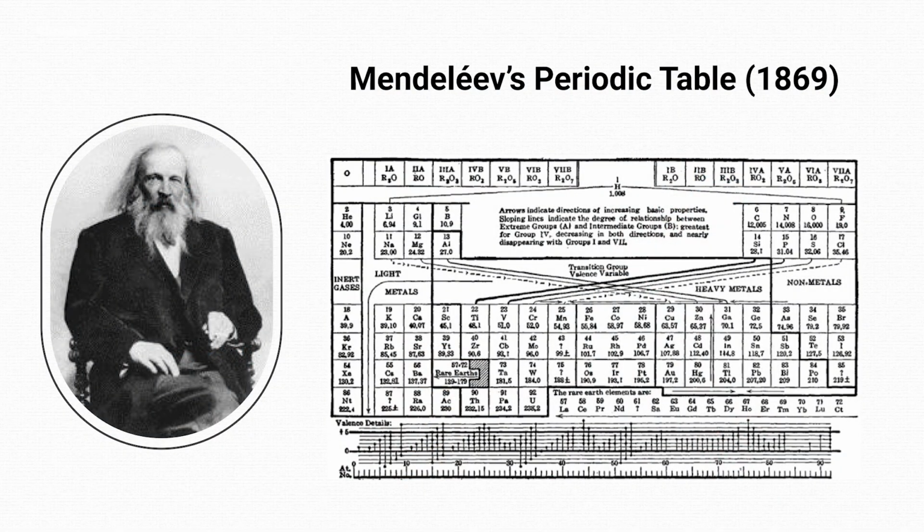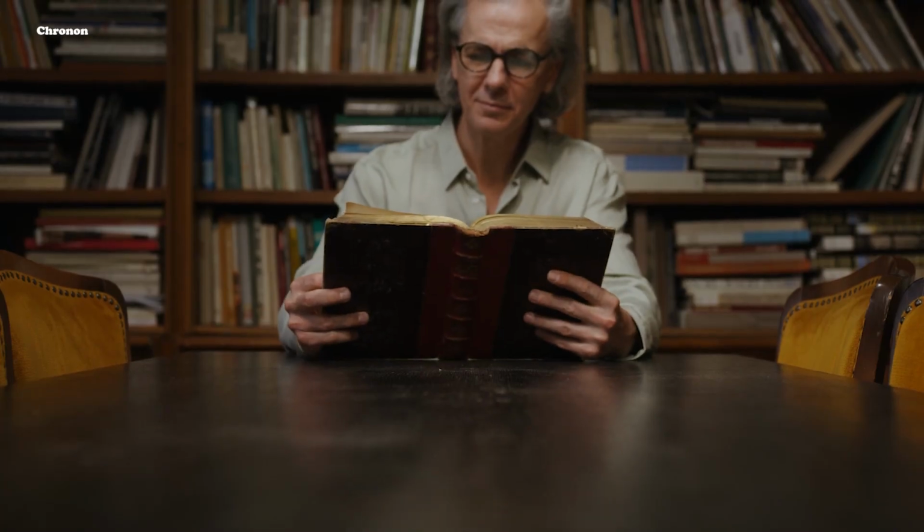Mendeleev's periodic table. Mendeleev's periodic table, proposed by Russian chemist Dmitri Mendeleev in 1869, is one of the most significant achievements in the field of chemistry. It is an arrangement of elements based on their atomic properties and paved the way for the modern periodic table we use today.